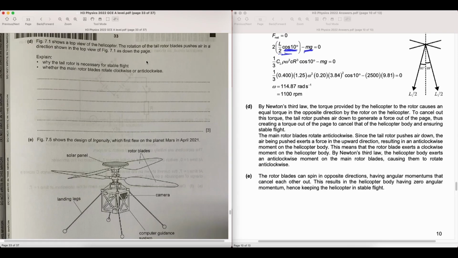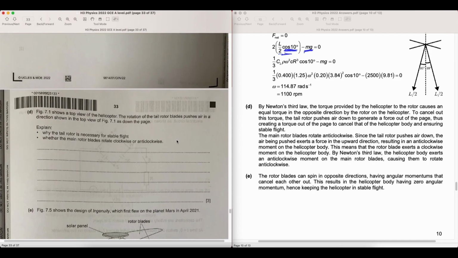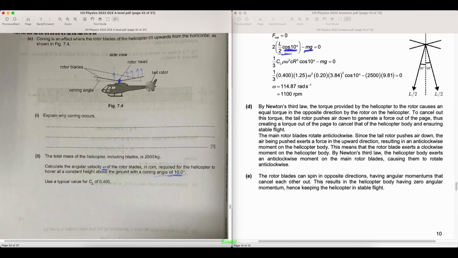Now, part D is a long qualitative question, so you can pause the video and read it yourself, but I'll try to explain it in terms of words. Why is a tail rotor necessary for stable flight? In my own words, it's because if you consider the body as a whole, and imagine we remove the tail rotor, I'm going to show you that without the tail rotor, the helicopter body will actually be spinning according to conservation of angular momentum. So it goes like this.